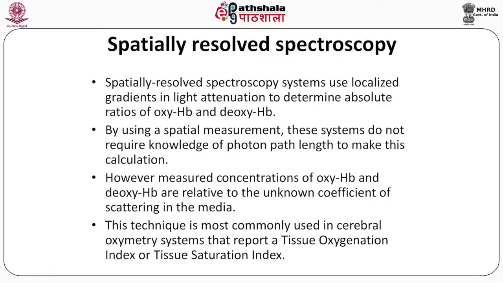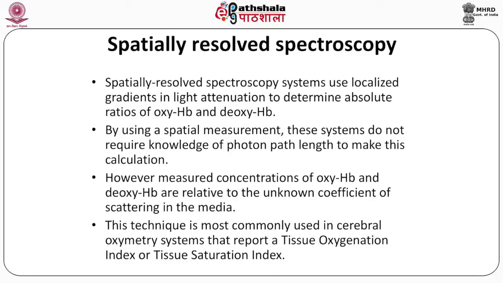This is the last type of the fNIRS system type, that is spatially resolved spectroscopy. We have talked about time resolved, we have talked about continuous wave, and we have also talked about frequency resolved. This is spatially resolved. Spatially resolved spectroscopy systems use localized gradients in light attenuation to determine the absolute ratio of oxyhemoglobin and deoxyhemoglobin. So what do they use? They use the localized gradients of light attenuation.